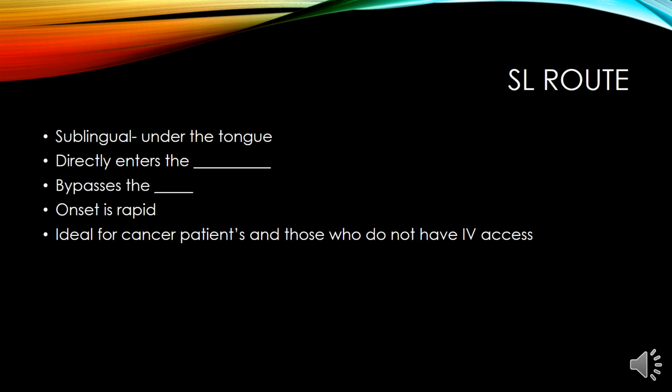The sublingual route. Sublingual simply stands for under the tongue. This route directly enters the bloodstream and it bypasses the liver. The onset is rapid because it does bypass the liver. This route of administration is ideal for cancer patients and those who do not have IV access.